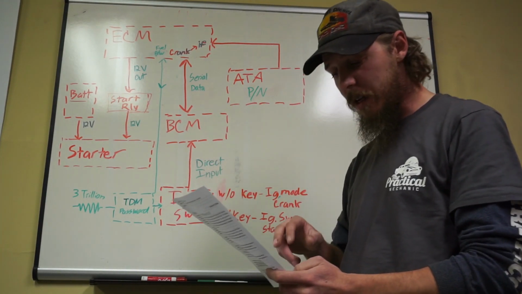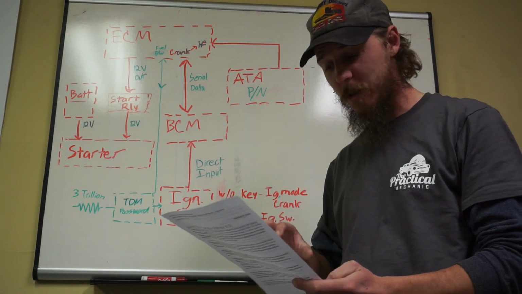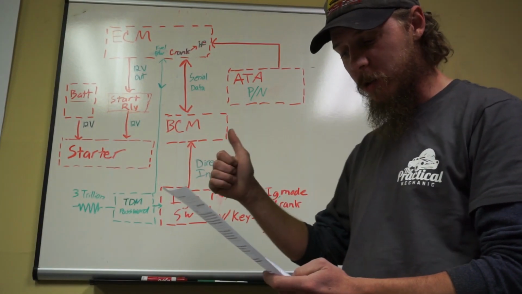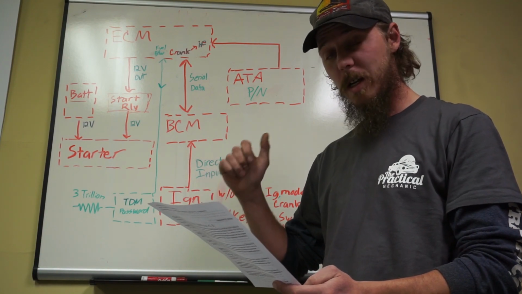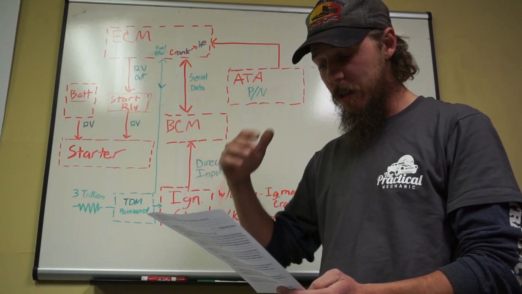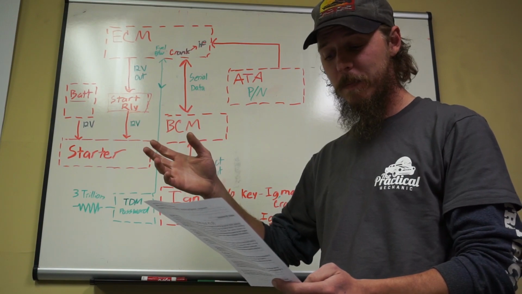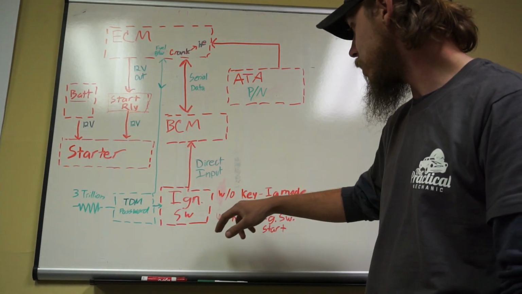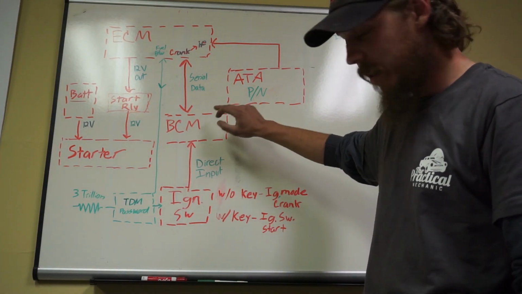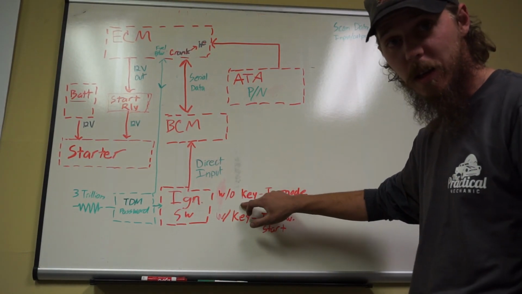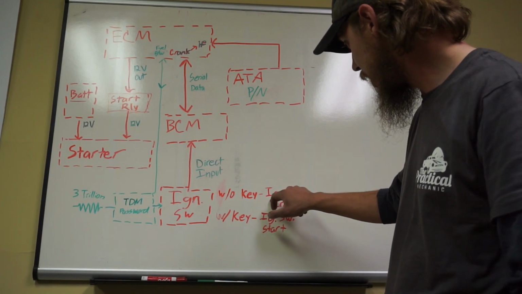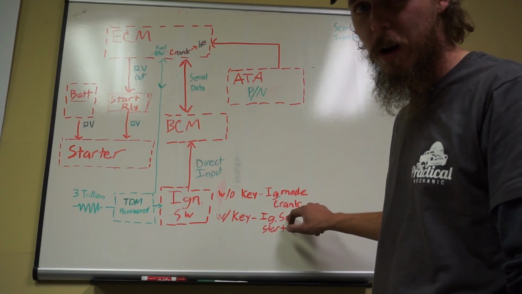Now, we get into actual circuit description. So ignition mode switch for keyless start, we look at the ignition mode switch. It's placed in the crank position, signal is supplied to the BCM, and it notates that the ignition is in our start or in the crank position. So without a key, right here, ignition mode is in crank.